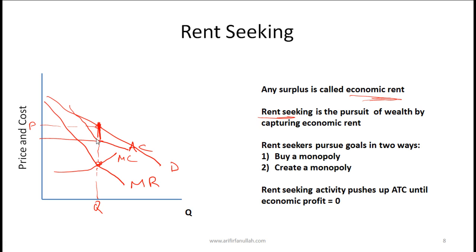But if rent seeking causes the average cost curve to go up and eventually our average cost curve passes through this point, then what happens to economic profits? Then, as you can see, if the price being charged is equal to the average total cost, then the economic profit is effectively down to zero.